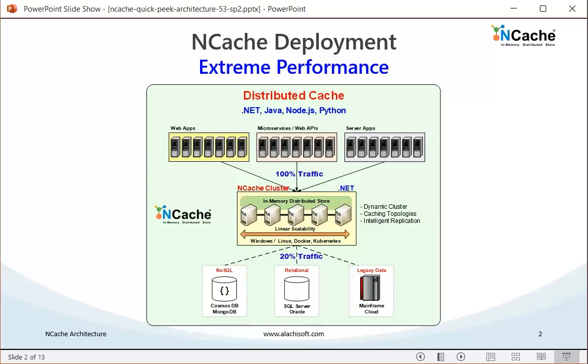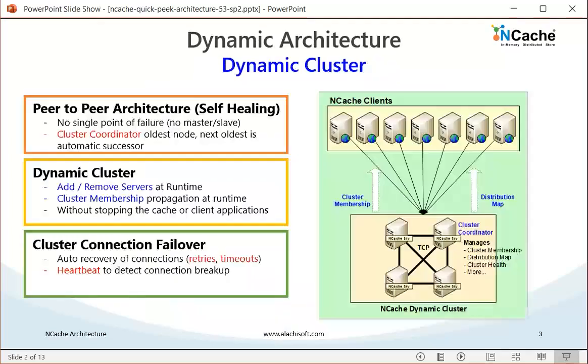Please also note that you don't have to have a separate caching tier. Your application and NCache can run on the same servers. Your applications that use NCache are usually web applications, microservices, web APIs, or other server applications. Let's dive into the NCache architecture.